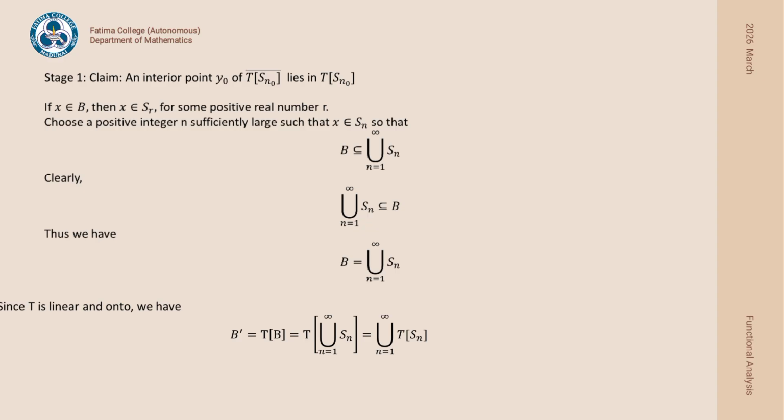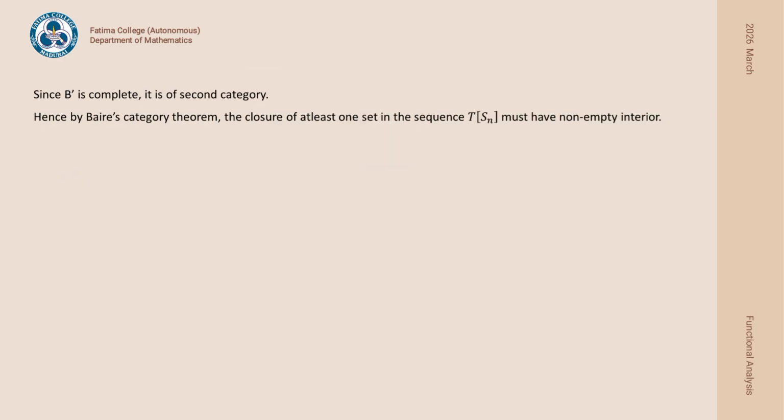As T is onto, we have B dash is equal to T of B. But B is equal to union Sn. Therefore, B dash is equal to T of B is equal to T of union Sn. As T is linear, it can be written as union T of Sn. Since B dash is complete, that is, the Banach space is complete, it is of second category.